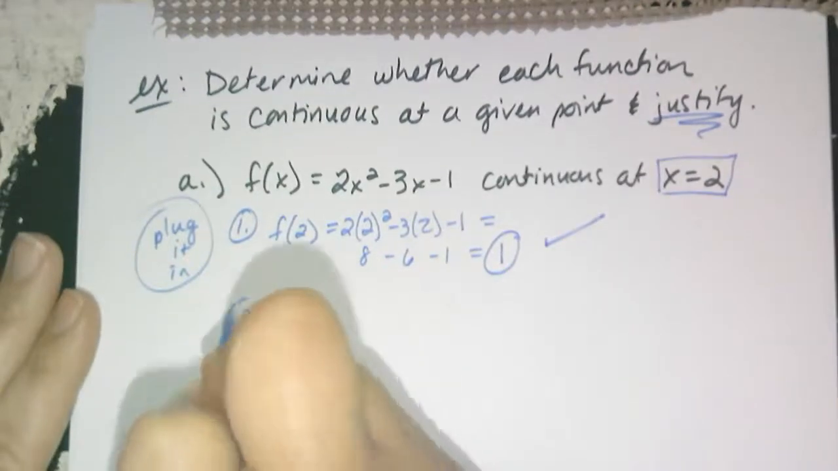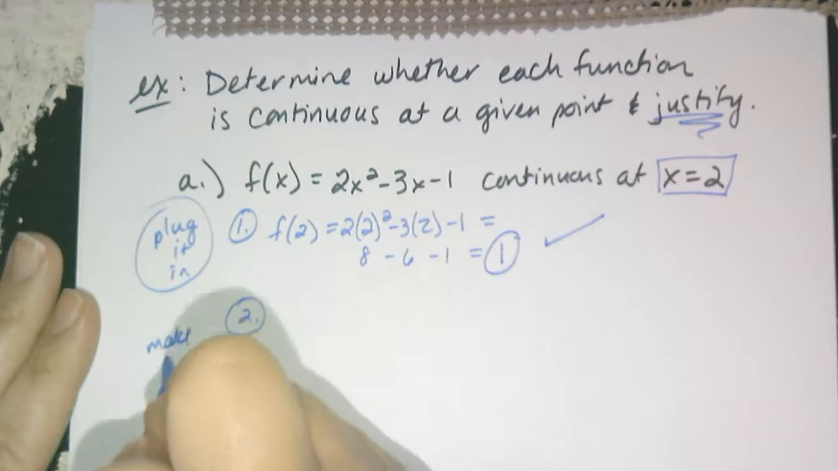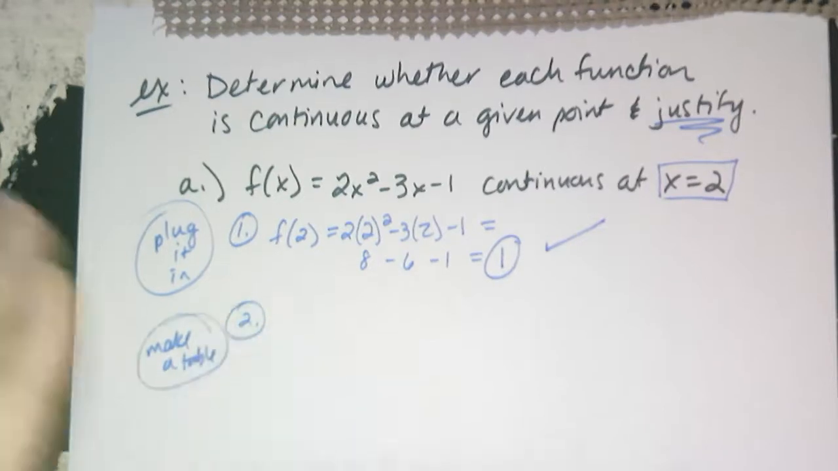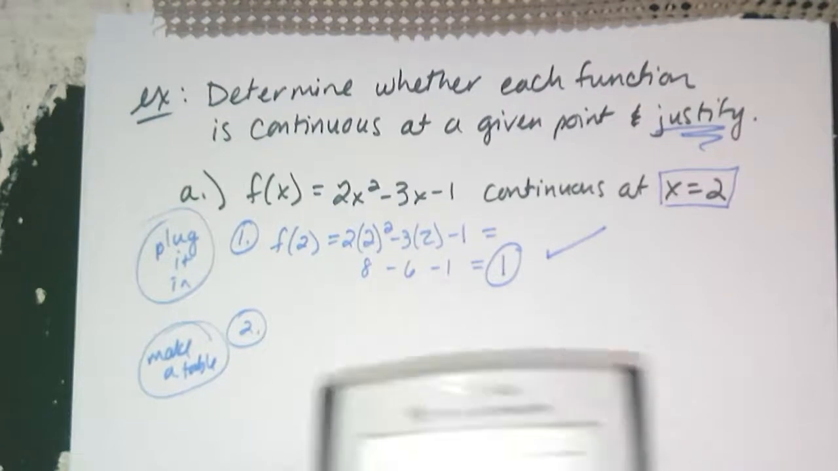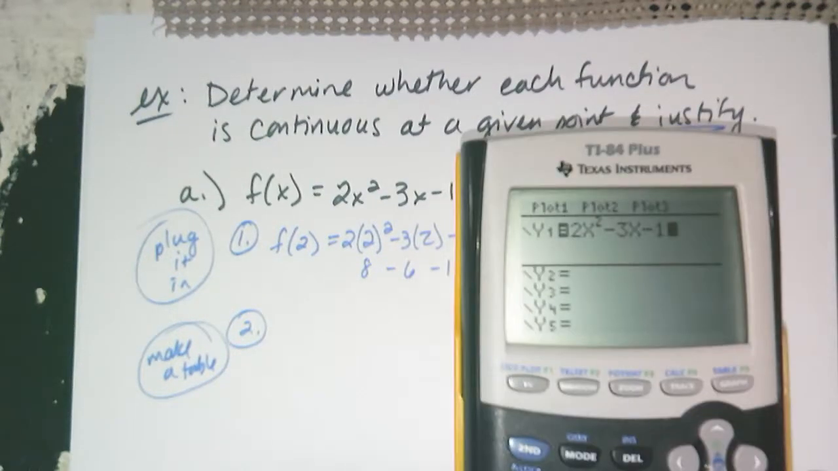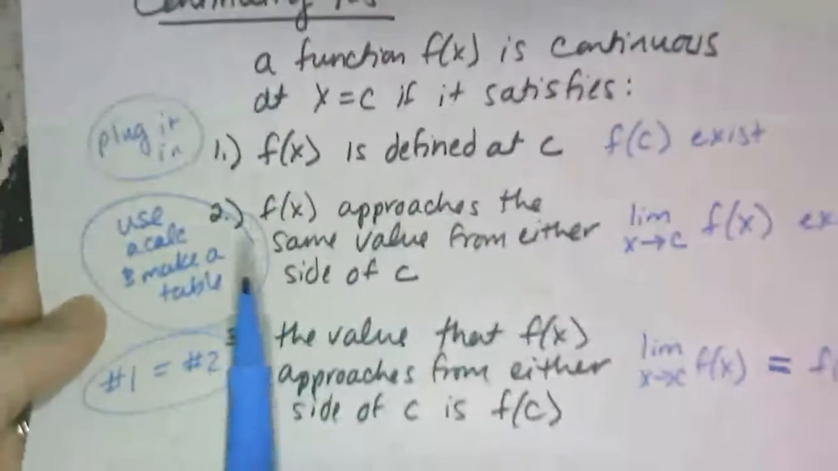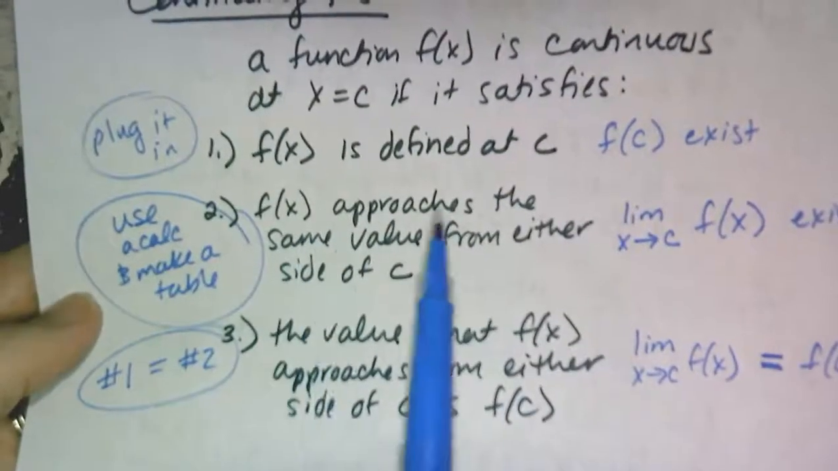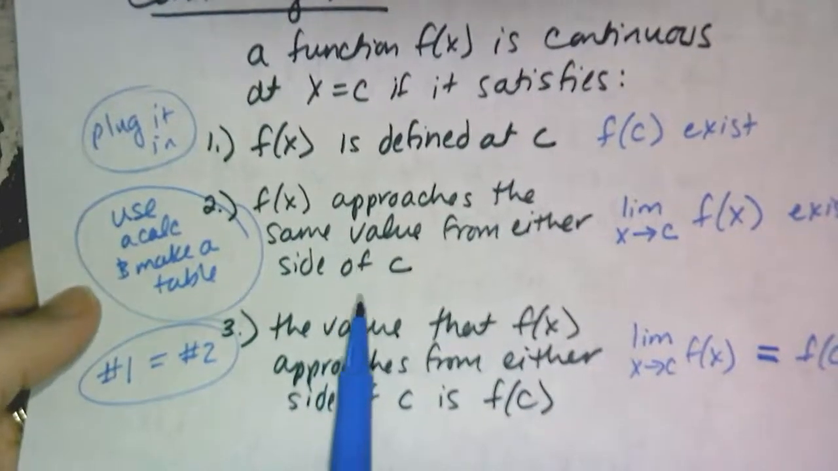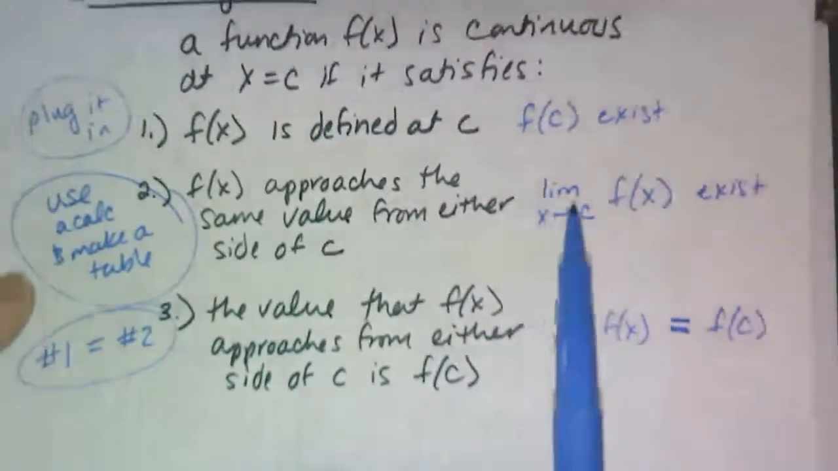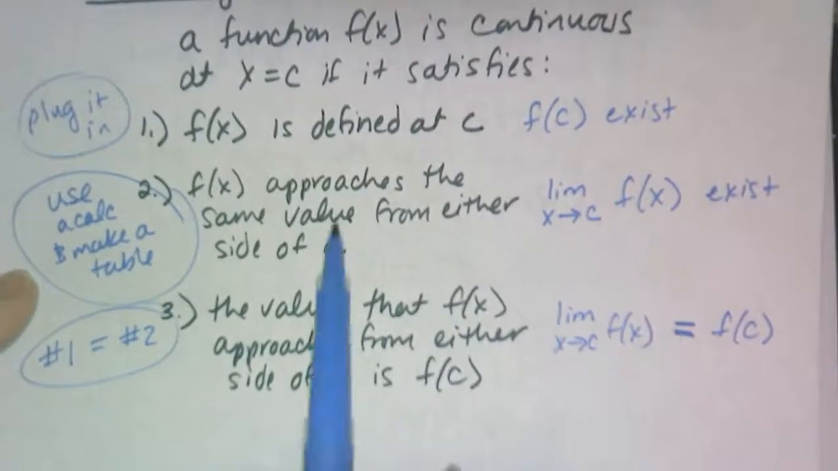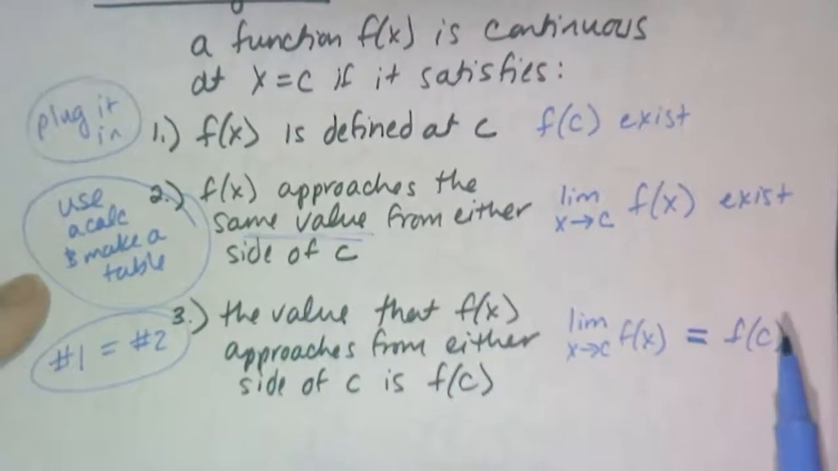Number 2, now here's the fun part. We are going to make a table, and I'm going to show you why. So I want you to get out your calculator. I want you to type this into y equals. I'm actually going to prove this test by looking at a table of values. Here's why. Test number 2 says that the function approaches the same value from either side of c. In math terms, it's called the limit, that you approach the same value from either side of c.